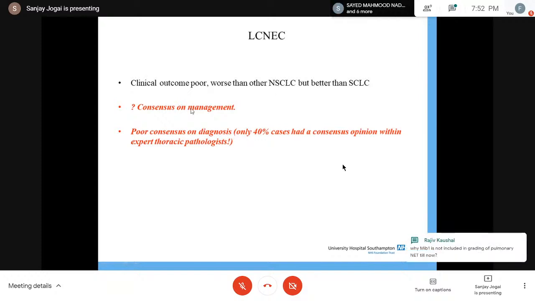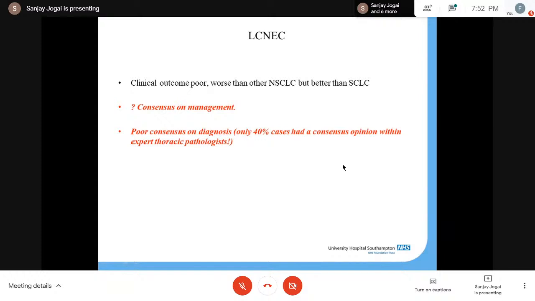Now, there is a lot of controversy about the management of large cell neuroendocrine carcinomas. Ultimately, it's the clinician who makes a call. If clinically the patient has got a high mediastinal volume disease, strong history of smoking, widespread metastatic, almost like a small cell picture, most of our oncologists go ahead and treat them as small cell. But as a pathologist, you have to report what you see. Unfortunately, it's one of those areas where consensus is rather lacking.